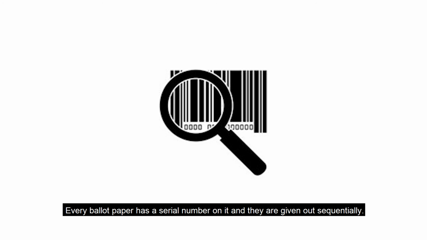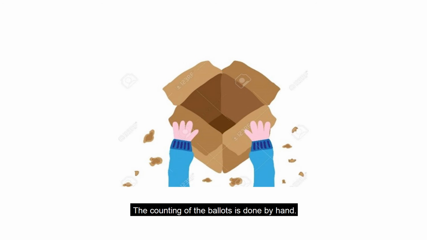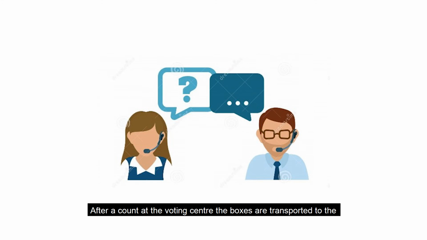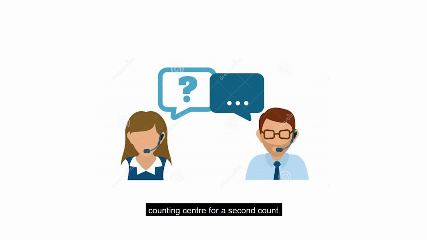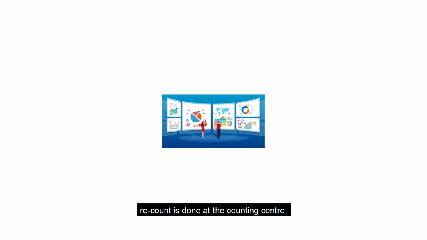Every ballot paper has a serial number on it and they are given out sequentially. Agents may come to check that the serial numbers match up. The counting of the ballots is done by hand. After a count at the voting center, the boxes are transported to the counting center for a second count. If all candidates agree to the count, then it stands, or else an immediate recount is done at the counting center.